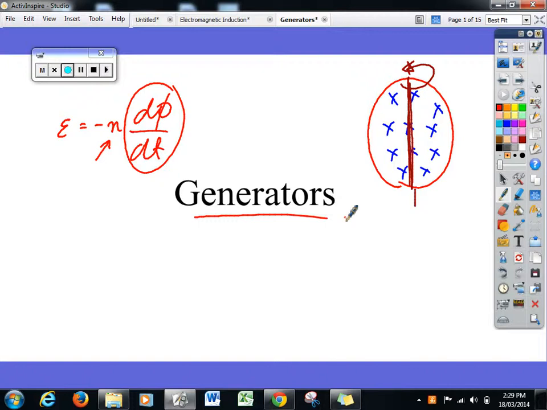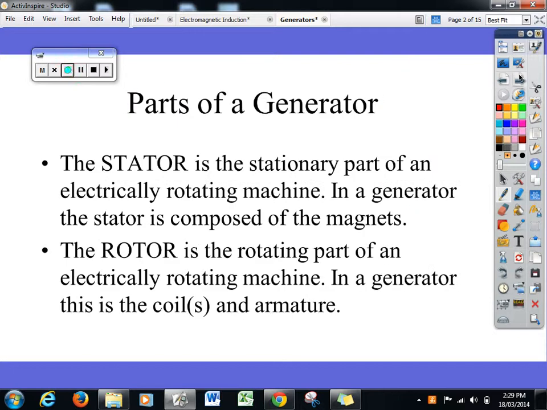Now we're doing generators. Generators are the devices we use to generate EMF. So we take that idea of taking a coil and just spinning it in a magnetic field, and that's a generator. Before we start, we're going to have a look at parts of the generator itself in a few moments. We must make sure that we have these two concepts clear in our head.